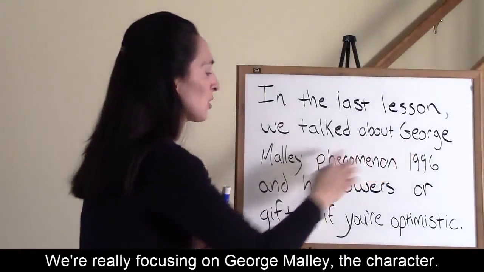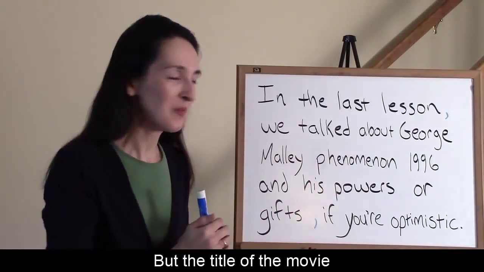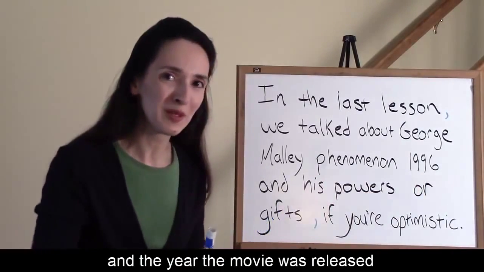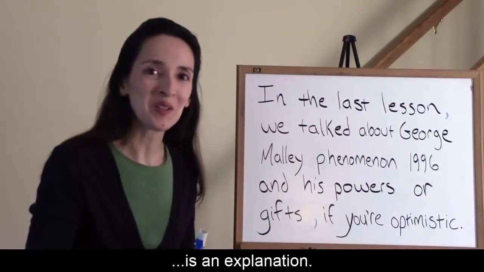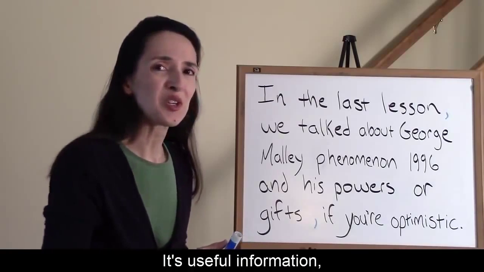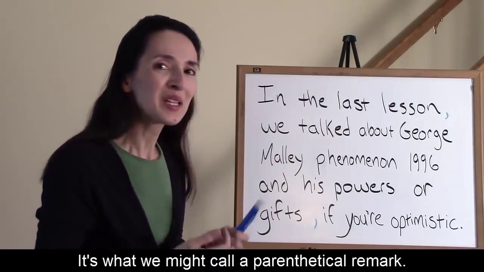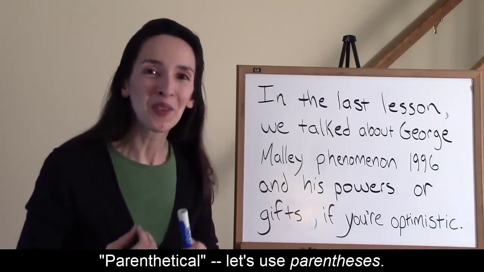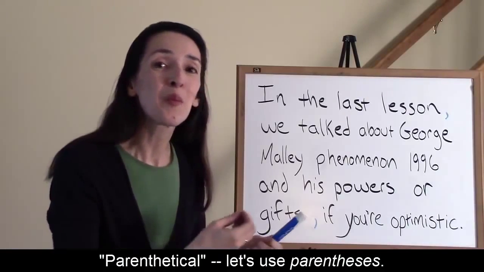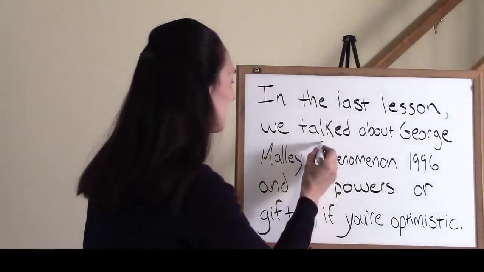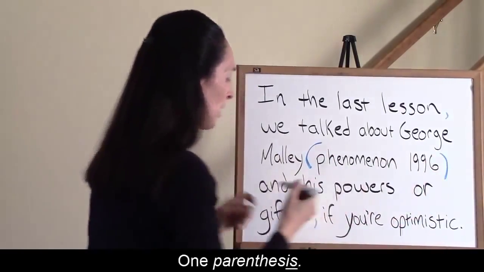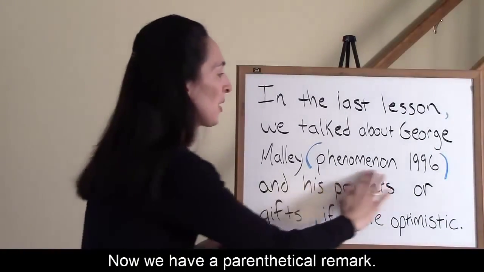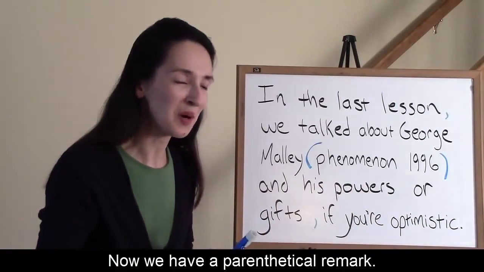We're really focusing on George Malley, the character, but the title of the movie and the year the movie was released is an explanation. It's useful information, but it's secondary. It's what we might call a parenthetical remark. Parenthetical, let's use parentheses. One parenthesis, two parentheses. Now we have a parenthetical remark.